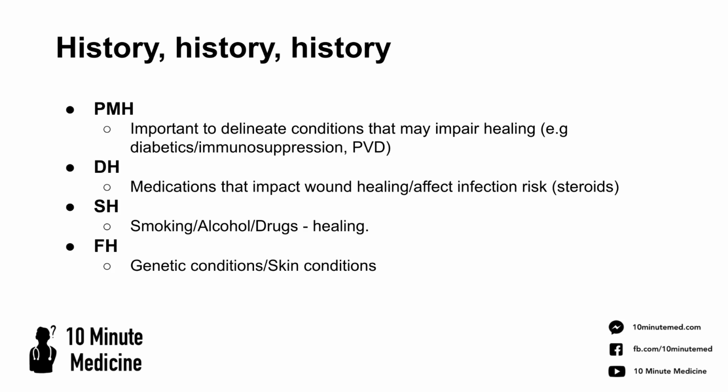So it's always key and important to get a thorough history. So it's important to ask them their past medical history, delineate any conditions that may impact or impair their healing, such as diabetes, immunosuppression, whether that's via their drug history or due to a condition, peripheral vascular disease.